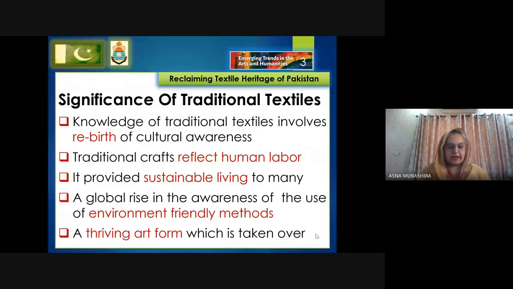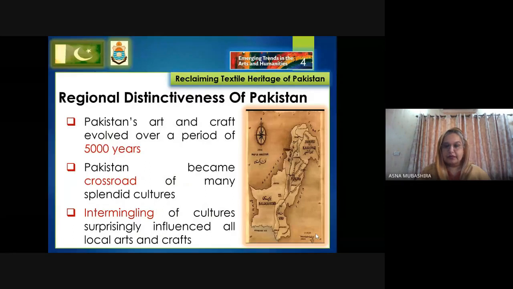Knowledge of traditional textiles is directly involved in the rebirth of the cultural awareness of this place. It is a thriving cottage industry which is barely discovered to its potentials. It can provide sustainable livelihood to many local families of rural artisans. Use of traditional textile crafts reflect human labor and sensibility of the craft person, which a machine-made fabric can never do. A global awareness of the use of environment-friendly processes and materials is rising, yielding an enhanced need to create awareness and revival of our historic traditional textiles.